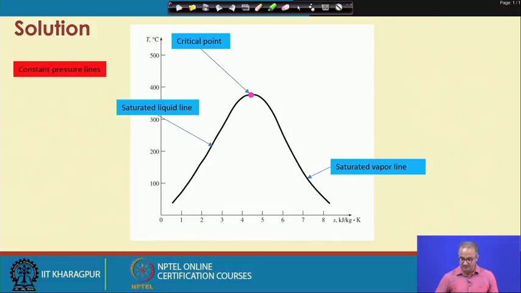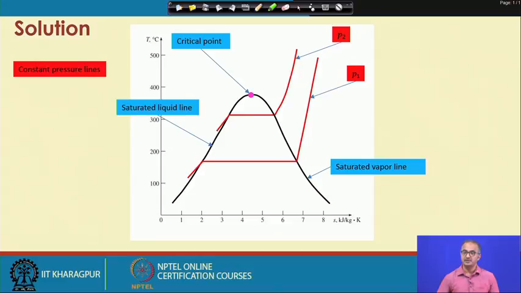Now, we shall have some lines representing constant pressure, and these are typical lines you will find on this TS diagram. You will find several such lines on the TS diagram, and how do they differ? Their pressures will be different. This is an isobaric line with a pressure of P1, and this is an isobaric line with pressure P2, and P2 is more than P1.